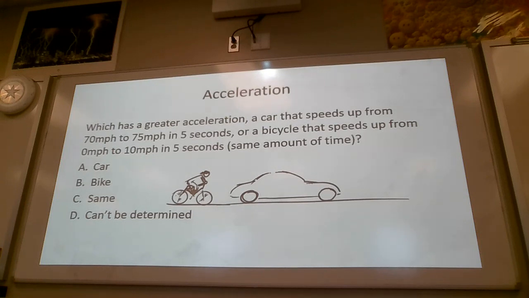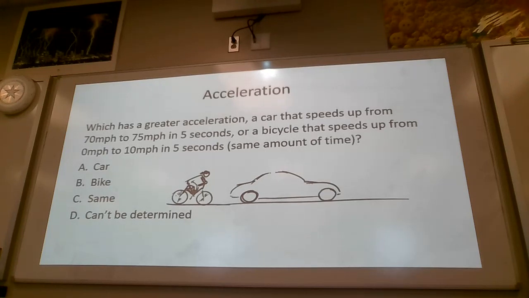Correct answer is B. Yes, B. The car's going way faster. That's a greater acceleration. The bike is changing its velocity more in that same amount of time than the car did.